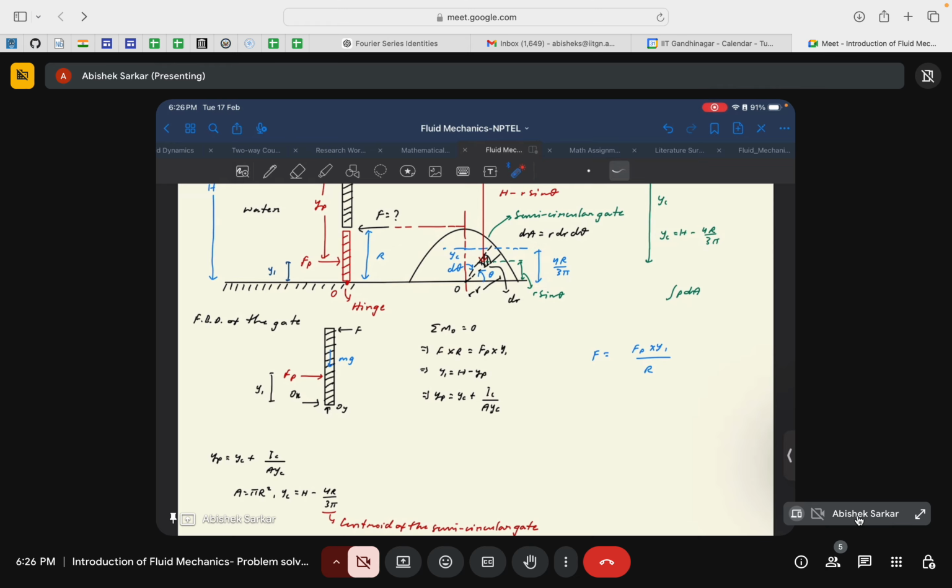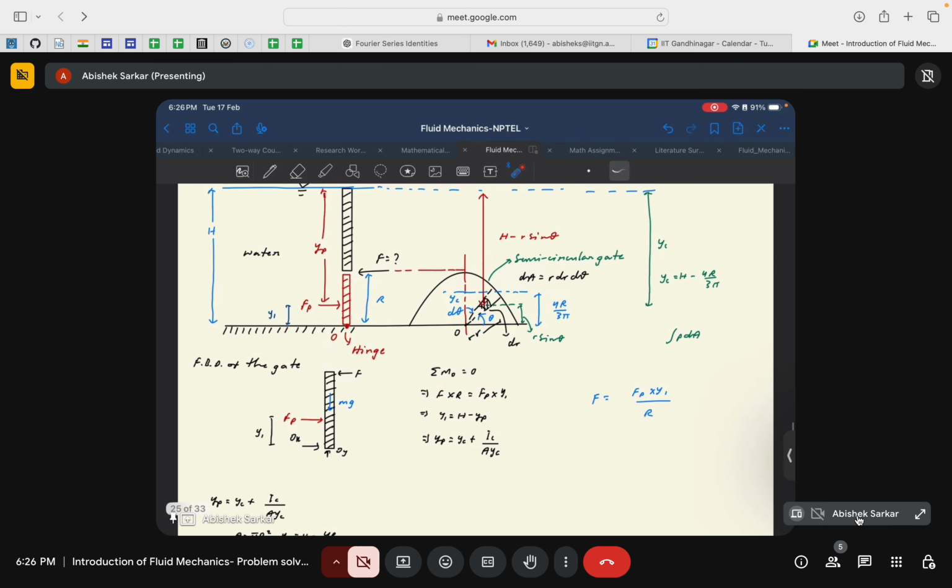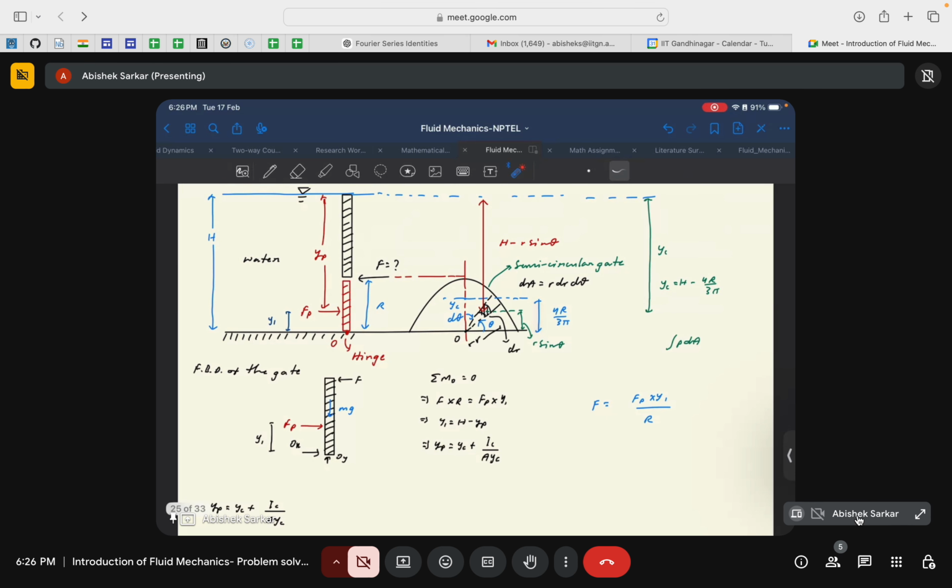So yc would be the distance of, yc, not yp. Yc would be the distance of h minus 4r by 3 pi. From the free surface, your yc would be at a distance of h, that is the depth of the fluid, minus 4r by 3 pi. So this distance will give you yc.